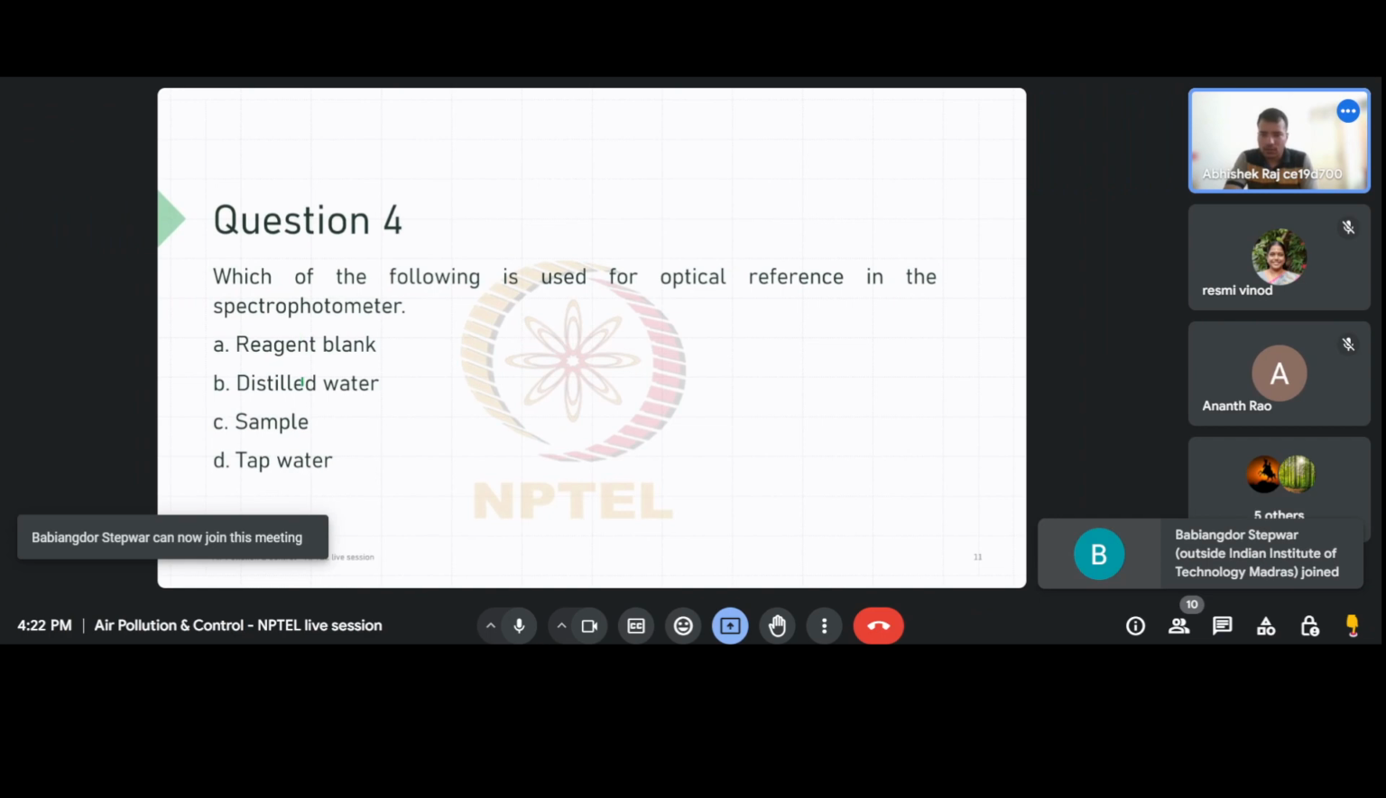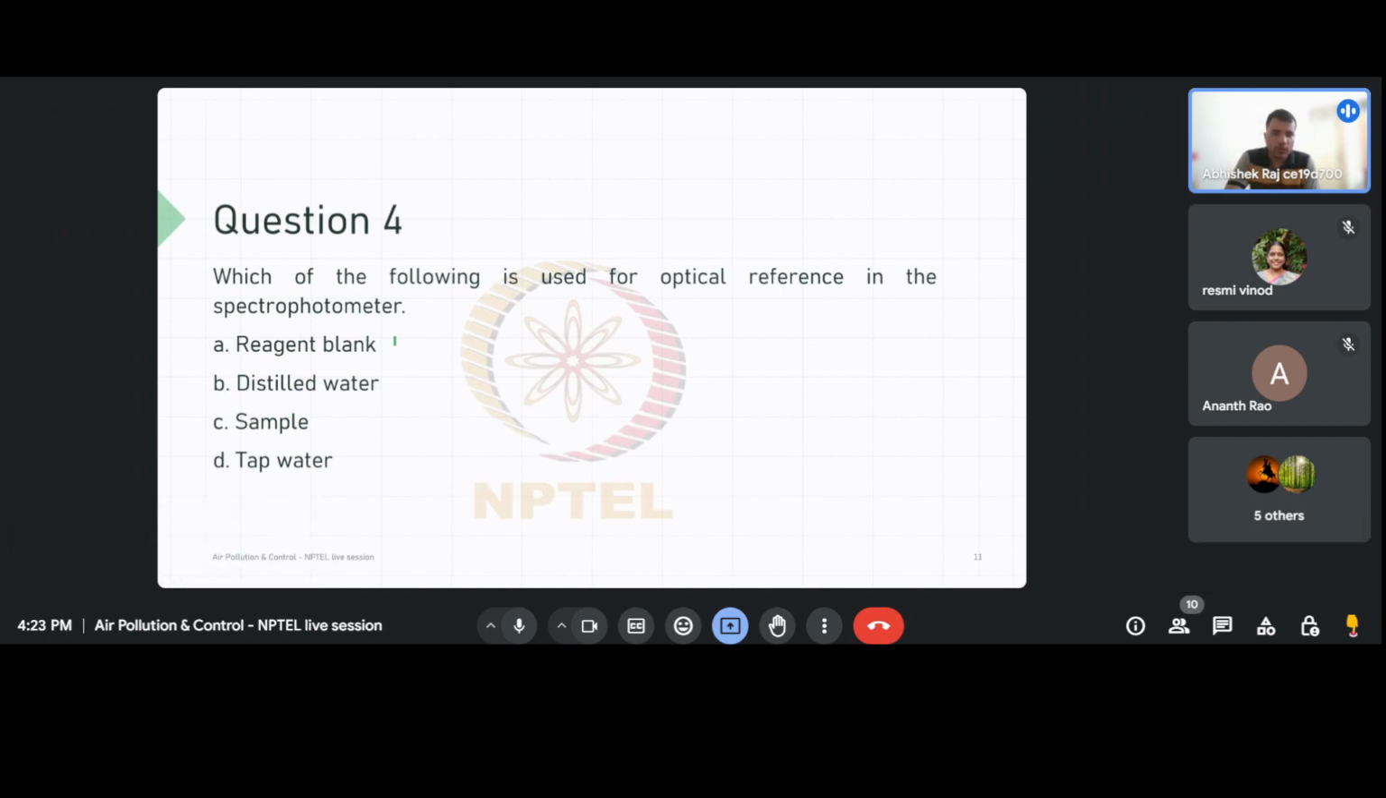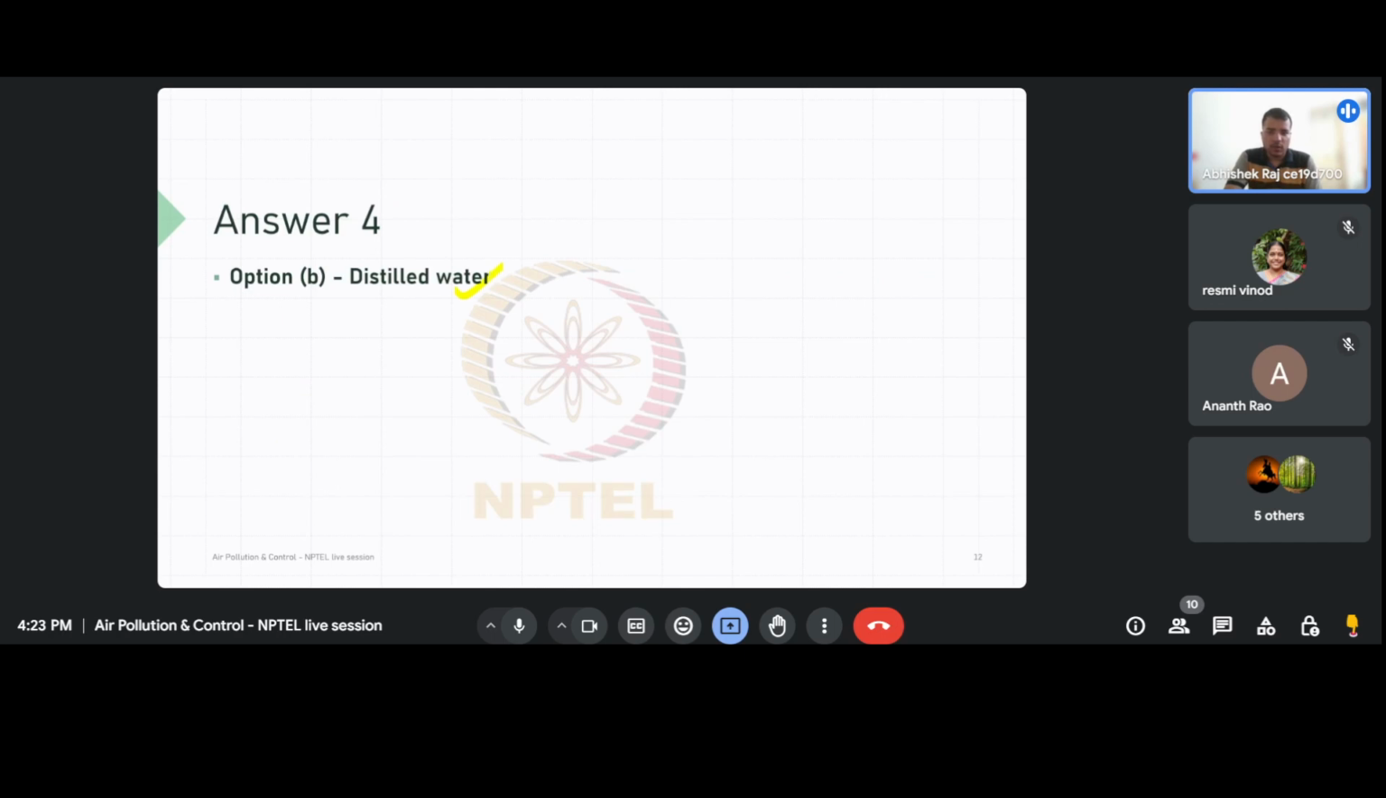So yeah, there is not much to discuss in this. Whenever we use the spectrophotometer, for optical reference when we have to take the reading, we'll use the distilled water. We'll have clear visibility, and not use anything other than that. So yeah, the correct answer is distilled water.